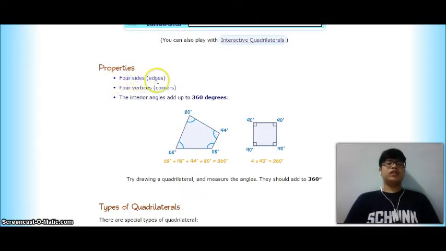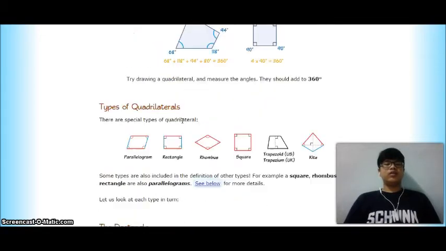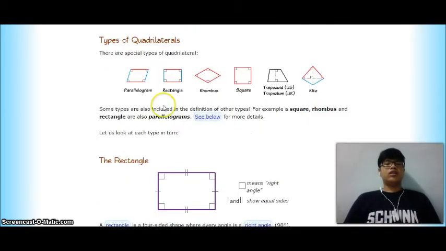Quadrilaterals have four sides, which is four edges, and then four vertices, which is four corners, and then the interior angles add up to 360 degrees. As you can see here, if you sum all the interior angles, you will get a sum of 360 degrees. Let's look up on the types of quadrilateral. There are parallelogram, rectangle, rhombus, square, trapezoid or trapezium, and kite.